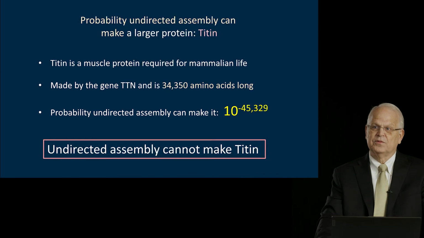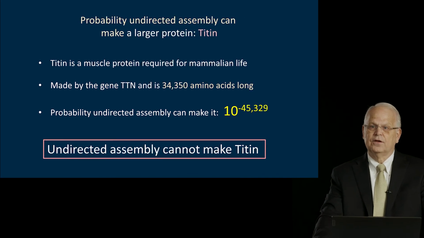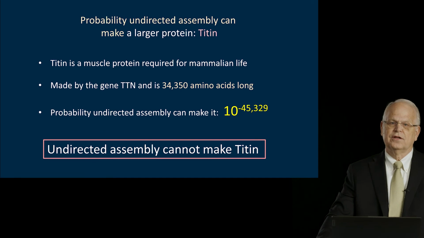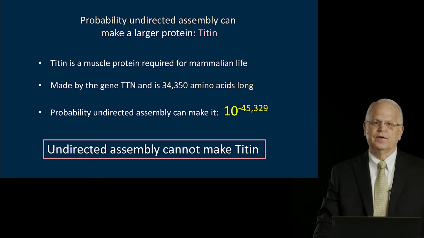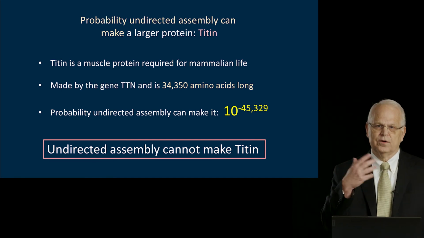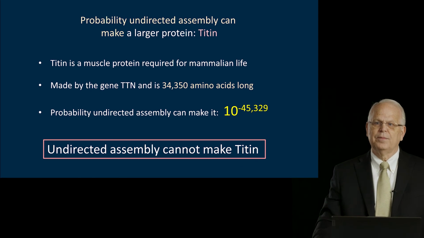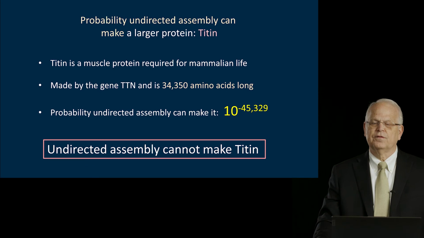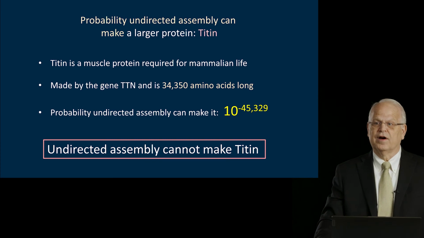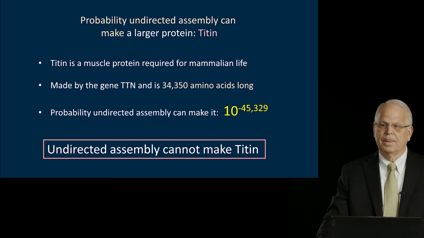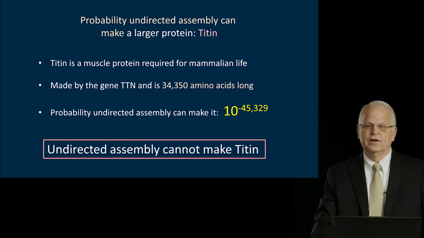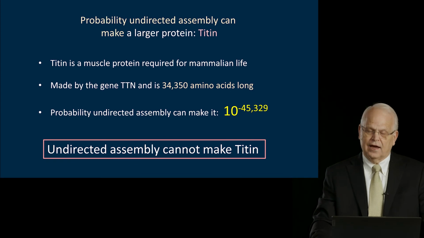If we step up from dynein to titin, it turns out that titin is a muscle protein that's also required for mammalian life. If I took titin out of your body or my body, we would die. It's made by the gene TTN, and it is about 34,350 amino acids long. The probability that undirected assembly can make it is 10 to the minus 45,329. We have to have titin to live, but undirected assembly cannot make titin.